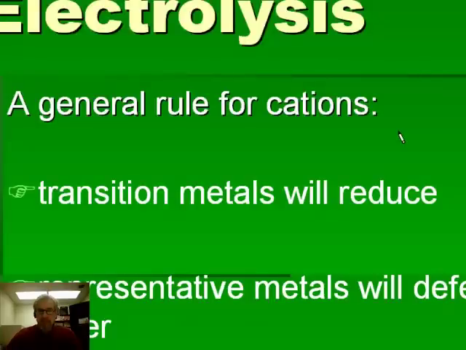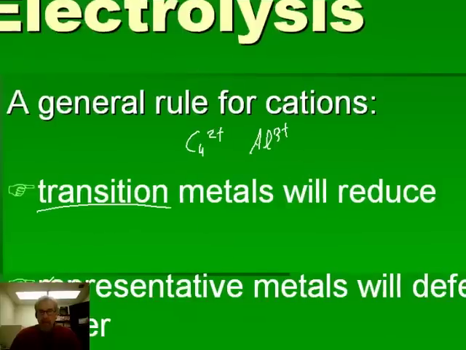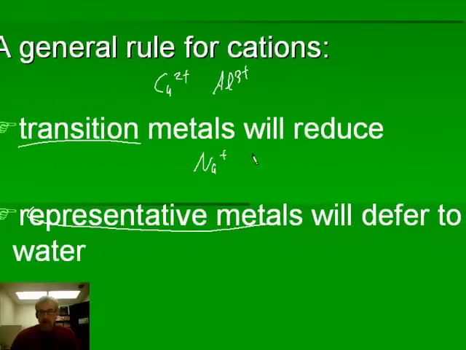So how can we predict what's going to happen if you have electrolysis of an aqueous solution? Well, we have a couple of general rules. Here's a general rule for cations. Transition metals will reduce preferentially to water in an aqueous solution. So if you have Cu2+, for example, or Al3+ ions, those species will reduce in the presence of water. The representative metals, so something like Na+ or Ca2+, will not reduce, and they will instead defer to water. So by looking at the cation, you can quickly tell if you're going to have reduction of that cation or reduction of water.